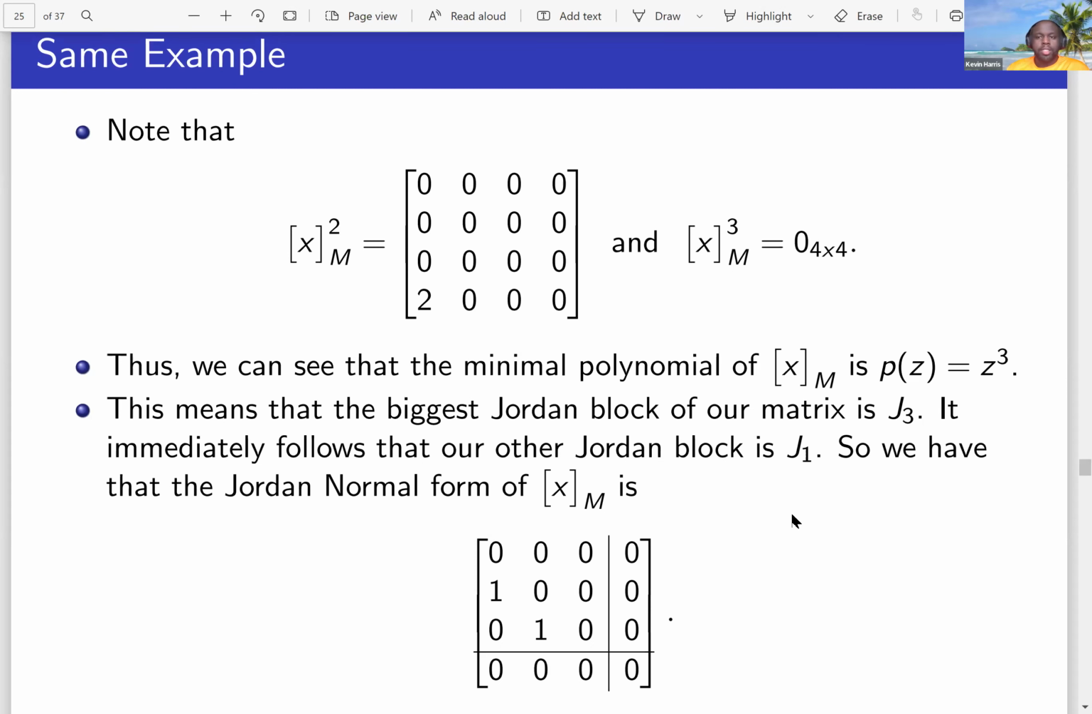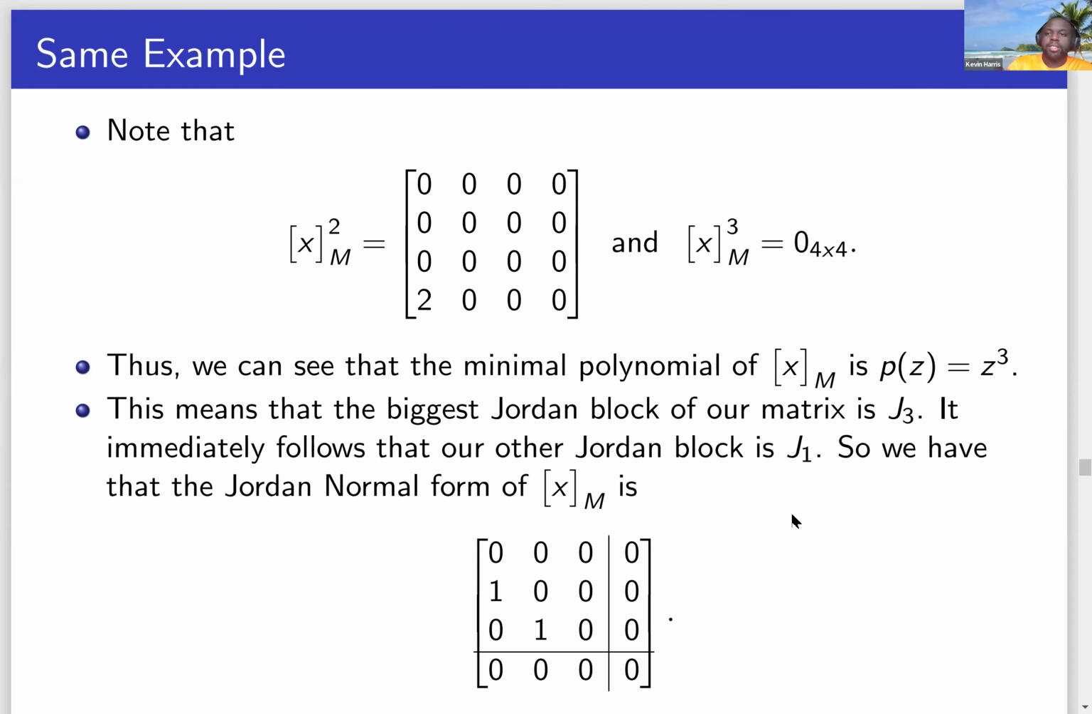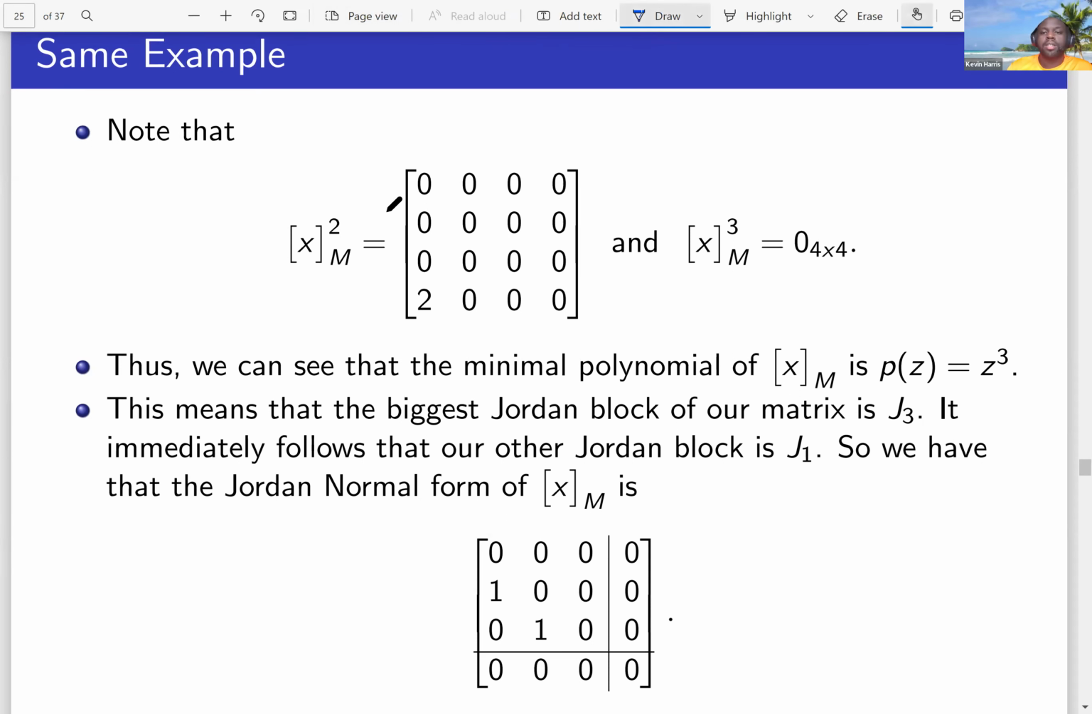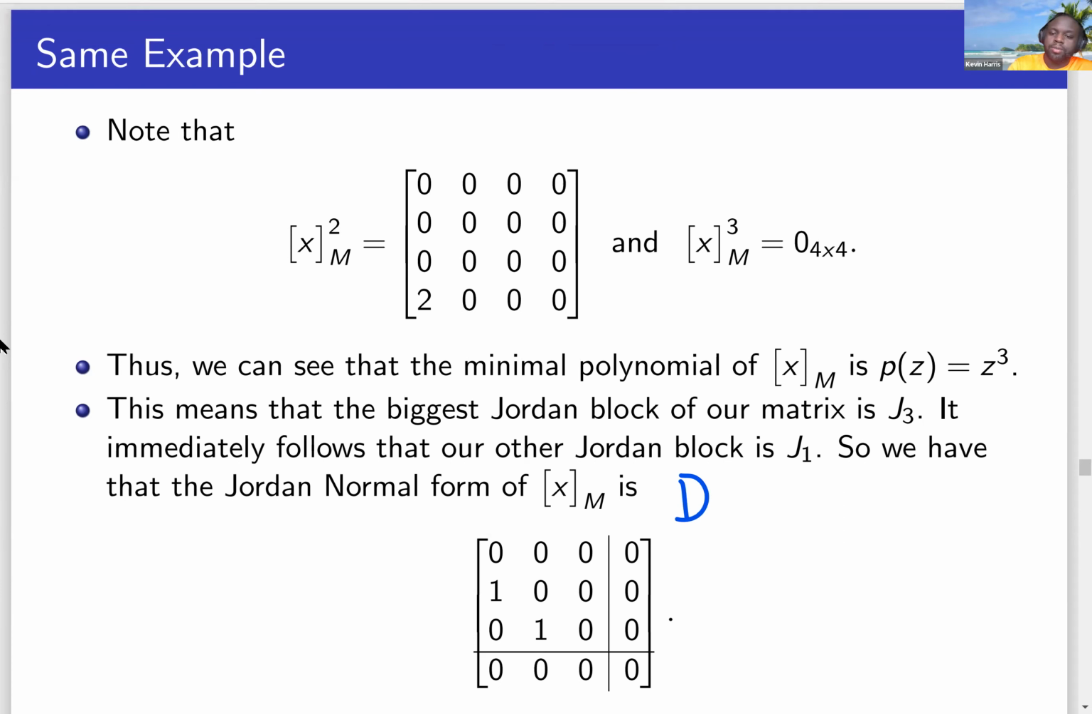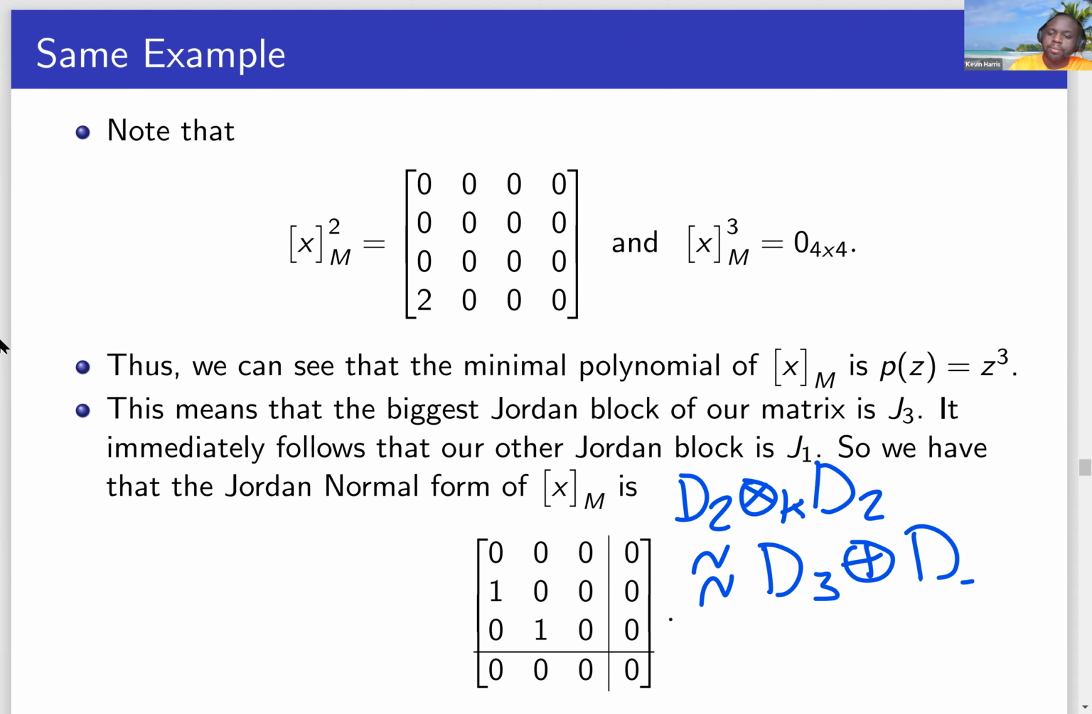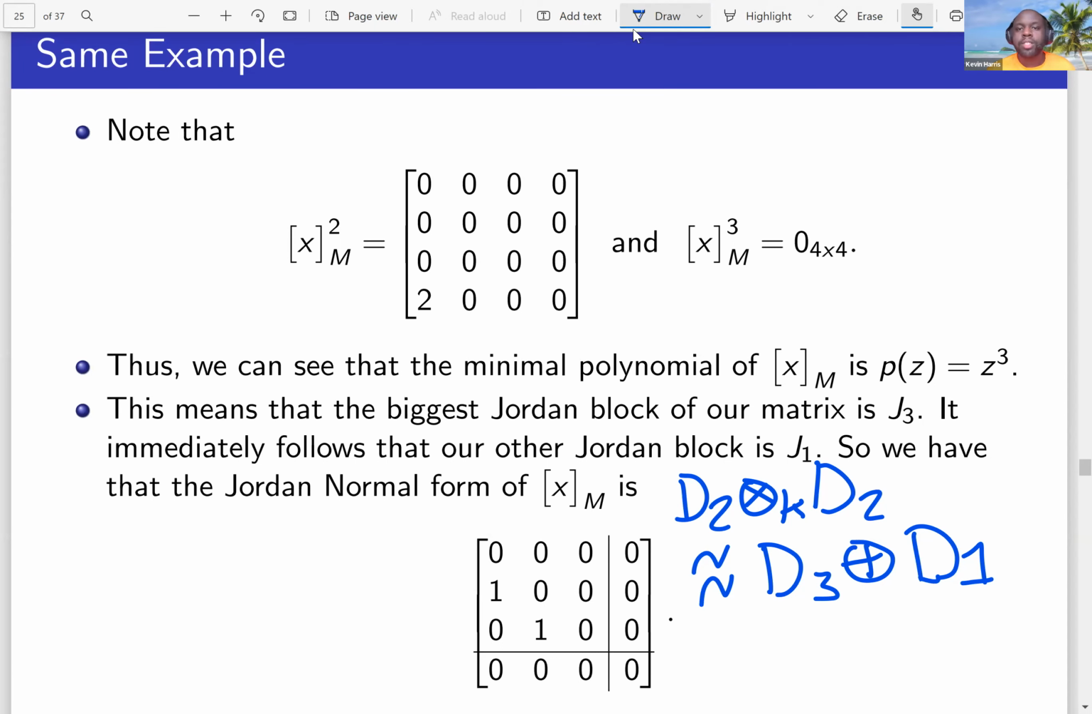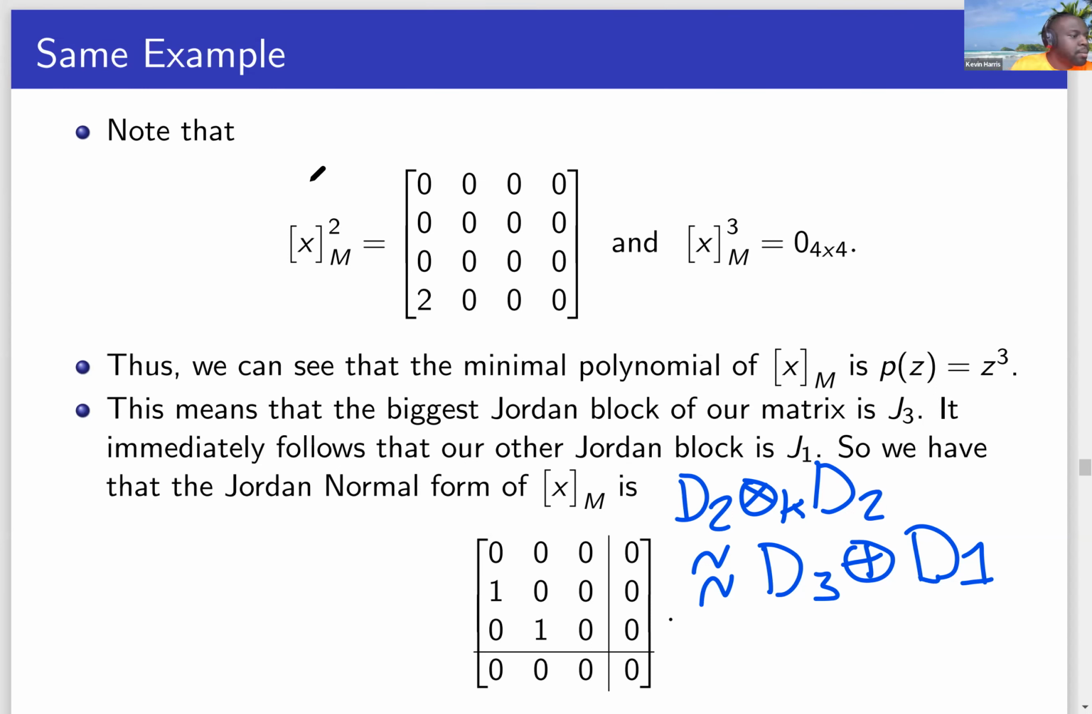So as a result, did I not actually put it? Oh, I should probably put it then. So our decomposition, we had D2 tensor over K with D2, and this is going to decompose as a D3 direct sum with a D1. Okay, so that's what that decomposition is going to look like. Okay, I have a couple more minutes.